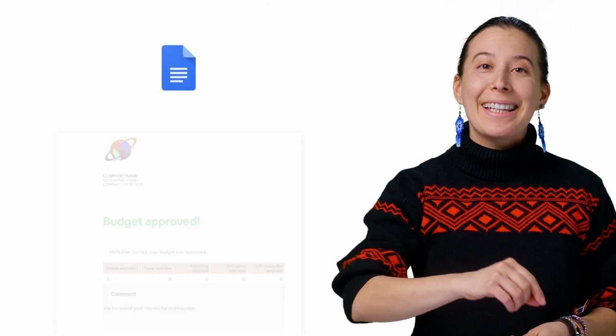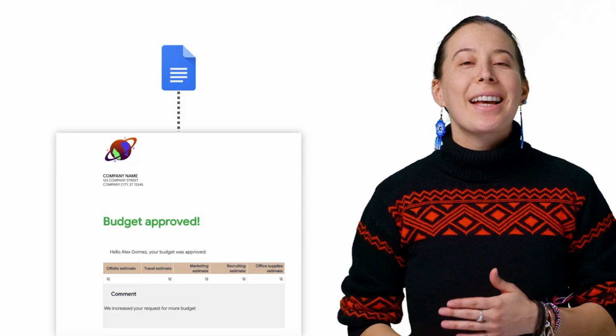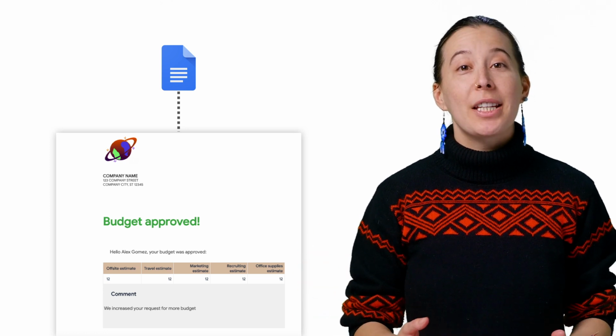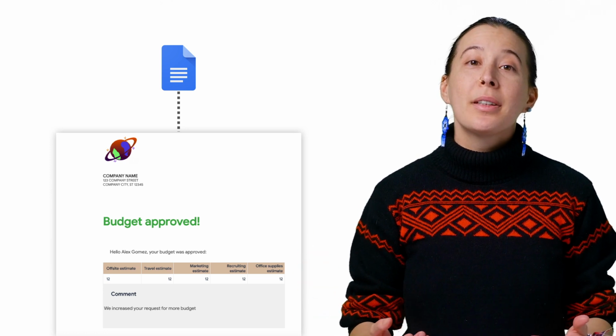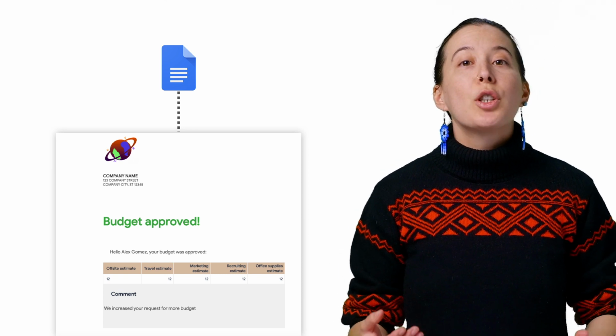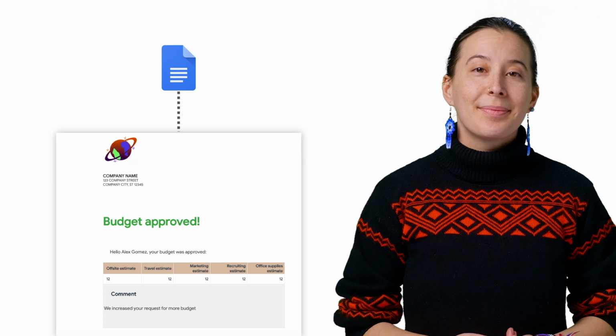What's even more handy is that we use a Google Doc as an email template and insert information from the sheet, such as a user's name, the budget values they entered, or any special comments you would like them to be notified.